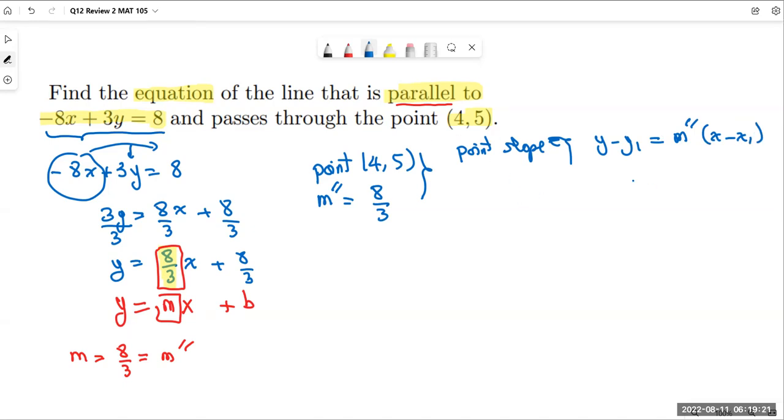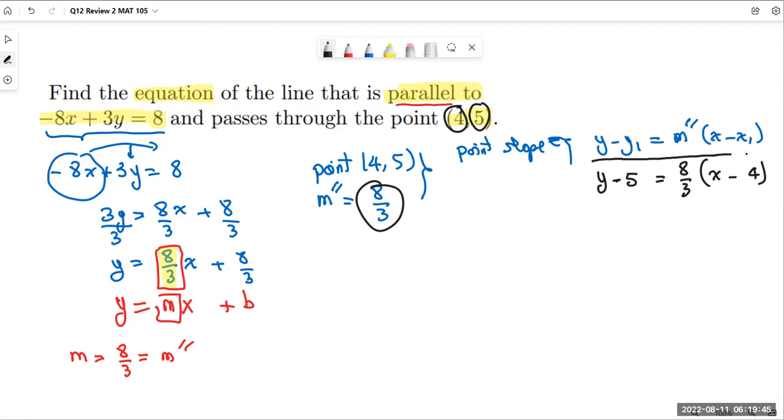So plug in the values. This is going to be y minus y1, which is 5, equals m, which is 8 over 3, times x minus x1, and x1 is 4. Good. So this by itself is an answer because we get an equation here. And this equation is called the point-slope equation.